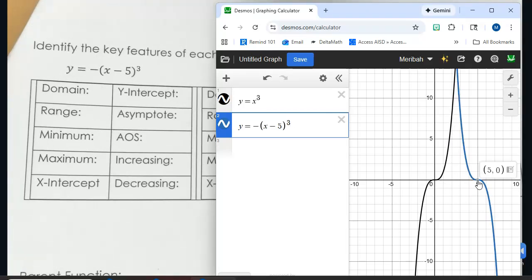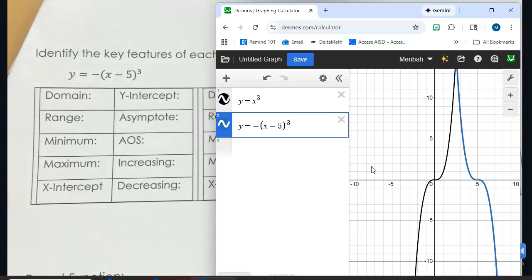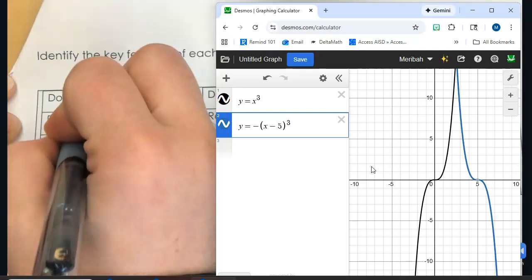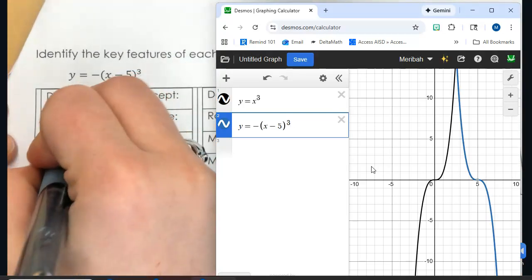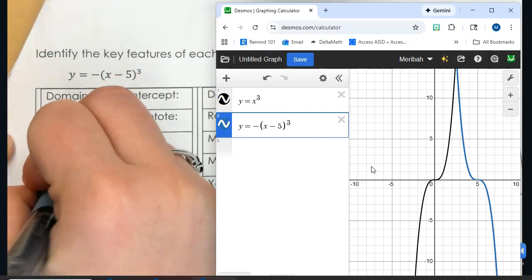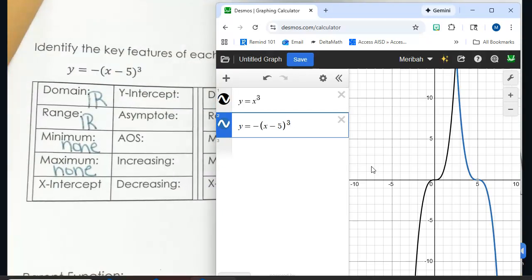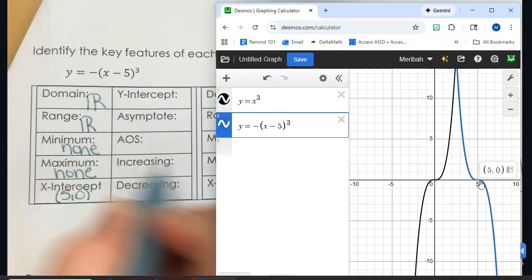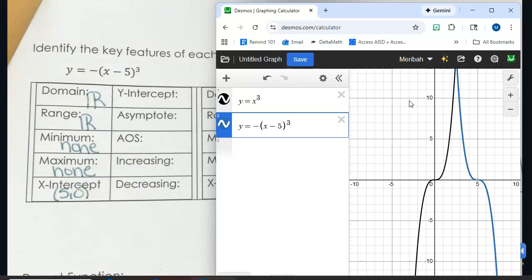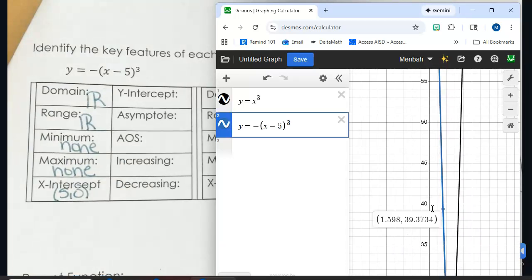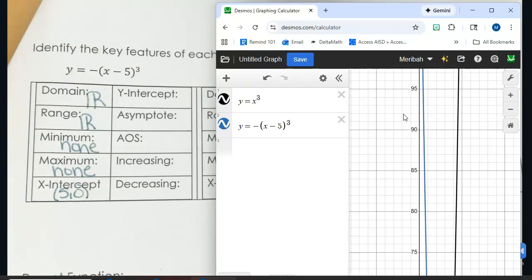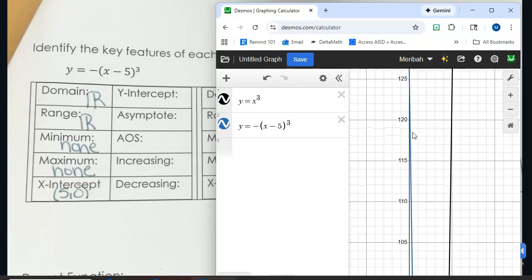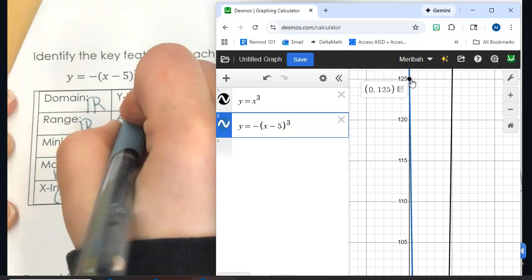So our domain did not change. Our domain is still going to be all real numbers along with our range, which means we do not have a minimum or a maximum. Our x-intercept has changed, though. It is now over here at (5, 0). And then our y-intercept, I'm going to have to go up high to find. Way up here. There it is, (0, 125).